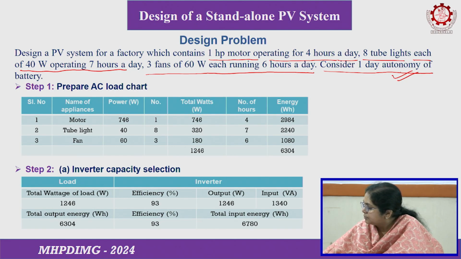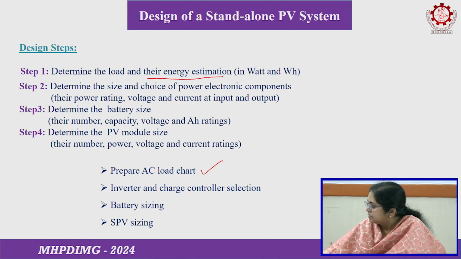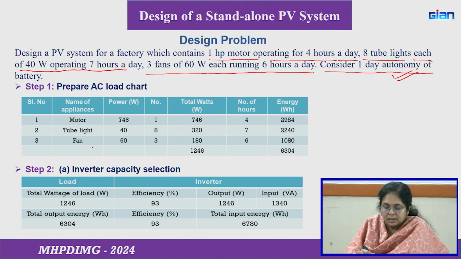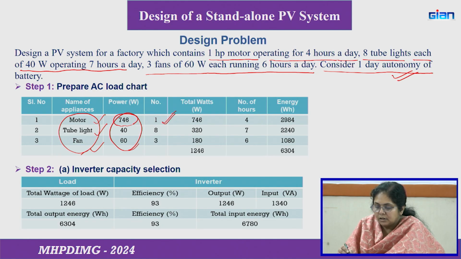First, in the design step what I told, you have to prepare an AC load chart and correspondingly estimate the energy in watt hour. So, first we will make a table considering all the appliances: we have one motor, tube light and fan, and corresponding power ratings are given. The motor is consuming 1 HP power, that is 746 watt, 1 number, and tube light 40 watt, 8 numbers, running 7 hours per day. Similarly, the motor is used for 4 hours a day, and we have 3 fans used for 6 hours a day.